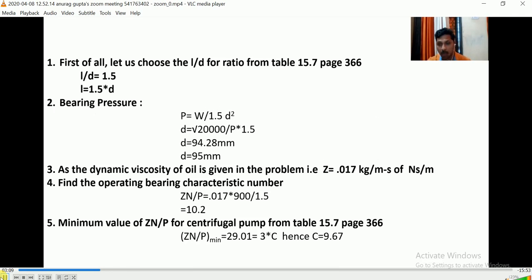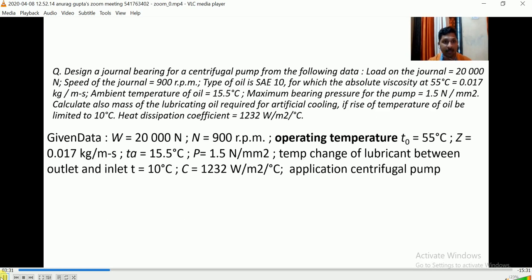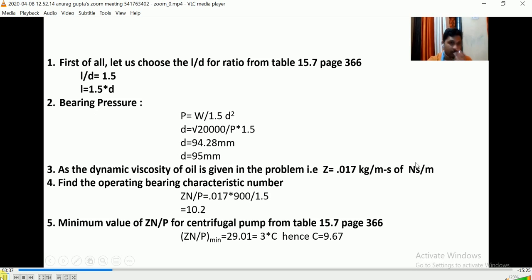Now, how will we proceed with this problem? We will go as per the steps we discussed when we were discussing the design procedure of journal bearing. In the first step, we have to select the right L by D ratio for the particular application. The application in this question is a centrifugal pump. So we will go to table number 15.7, page number 366, in the Design Data Book written by Reddy and Mahadevan.